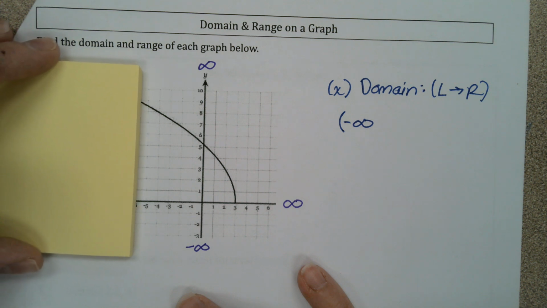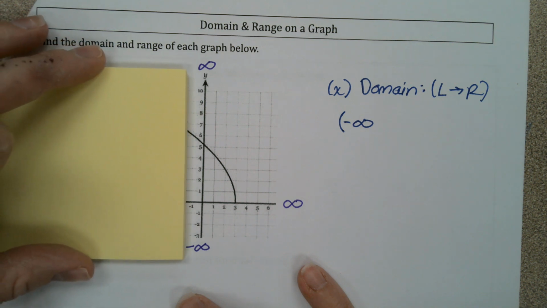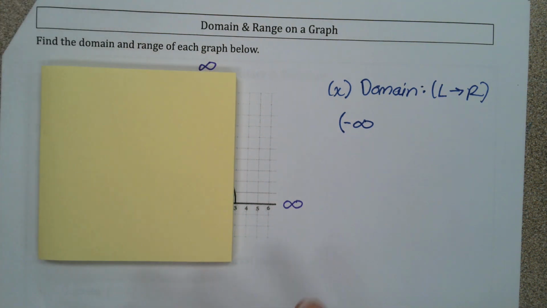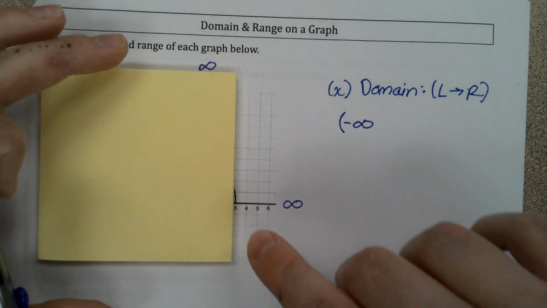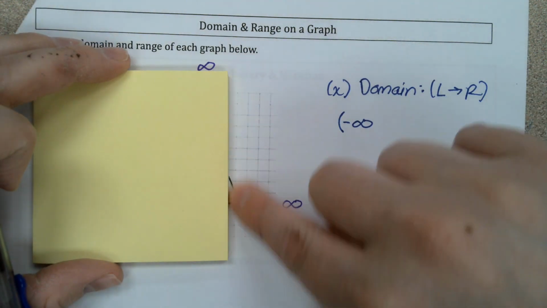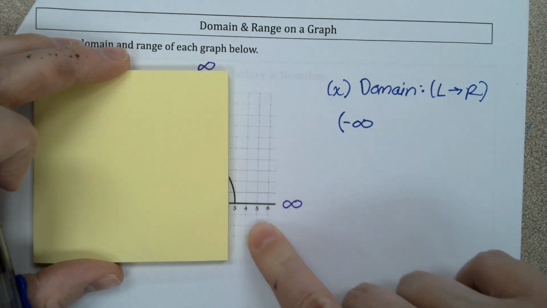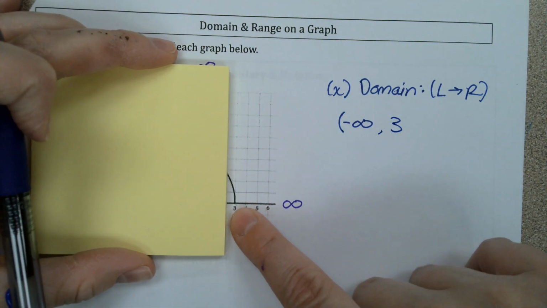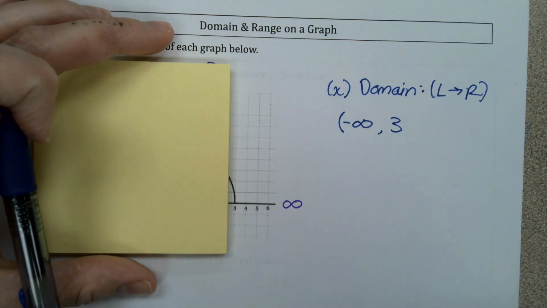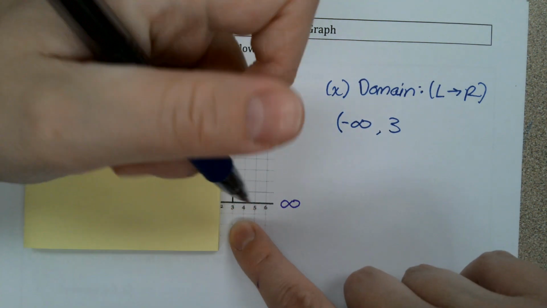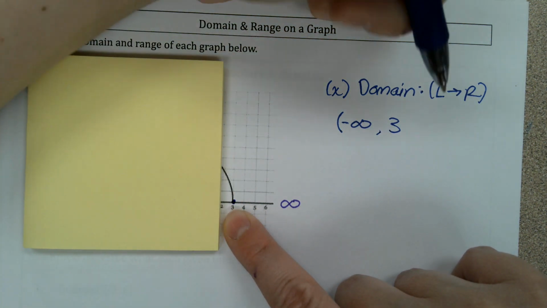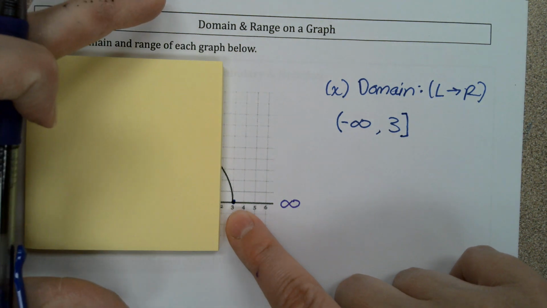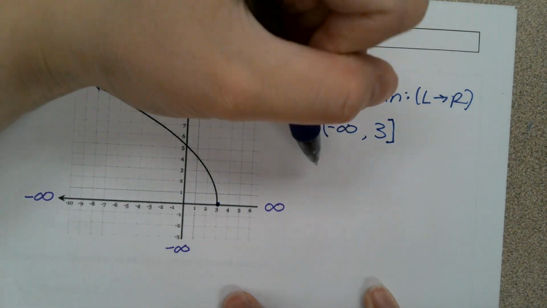Keep following it. It's solid. It's good. There's no holes, no gaps. And here is where we end. 3 on the x-axis is the last x value. 3. Reminder, unless they have an open circle here, if it stops here, we are to assume there is a point there. So this is a bracket. That's the domain. Now let's look at the range.